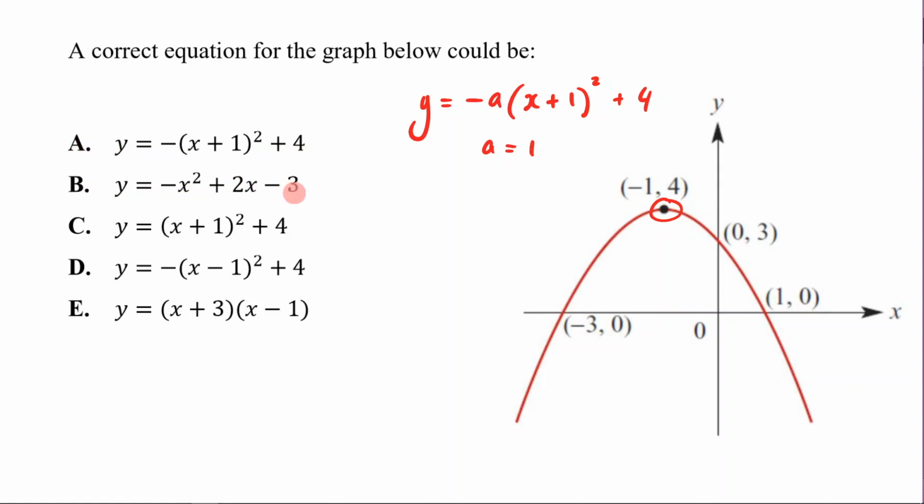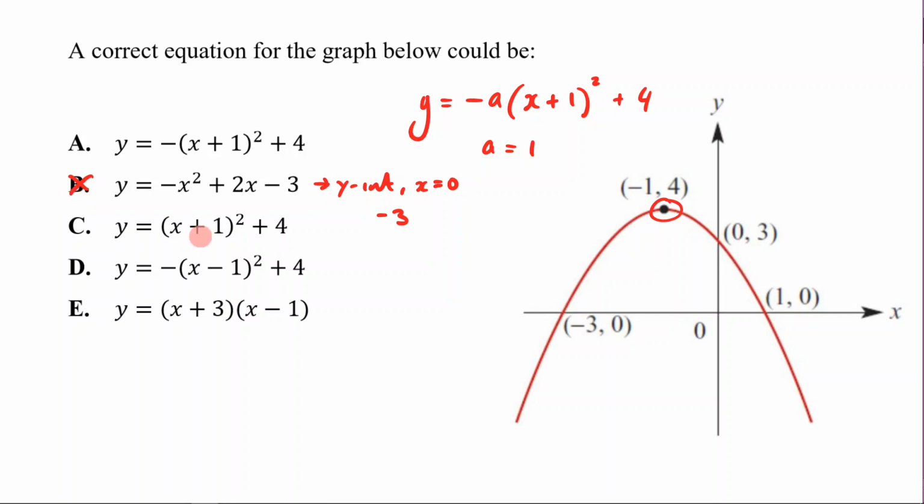So here we have B. Now, B might be the answer. As you can see, I've got a negative in front of it. But the reason why we know it's not the answer is because, according to this, my y-intercept, remember, which occurs when x is equal to 0, well, if I was to make all my x's 0 here, my y-intercept would be negative 3. And as you can see here, it's in fact 3. So that means B is incorrect.